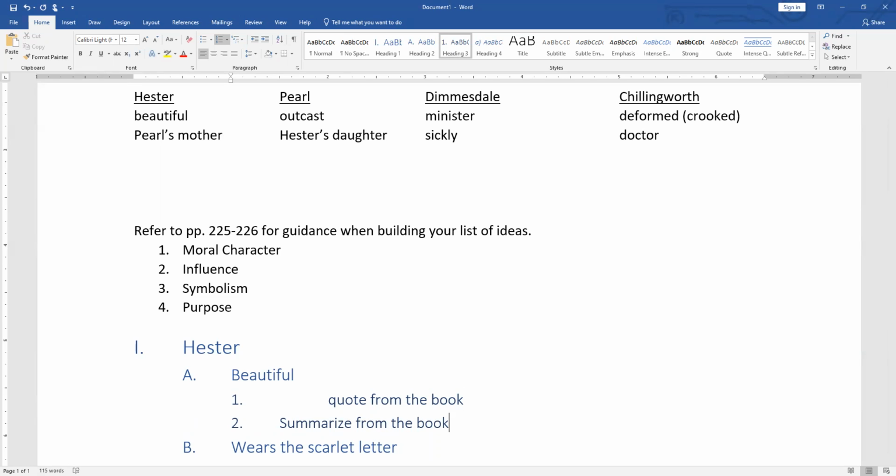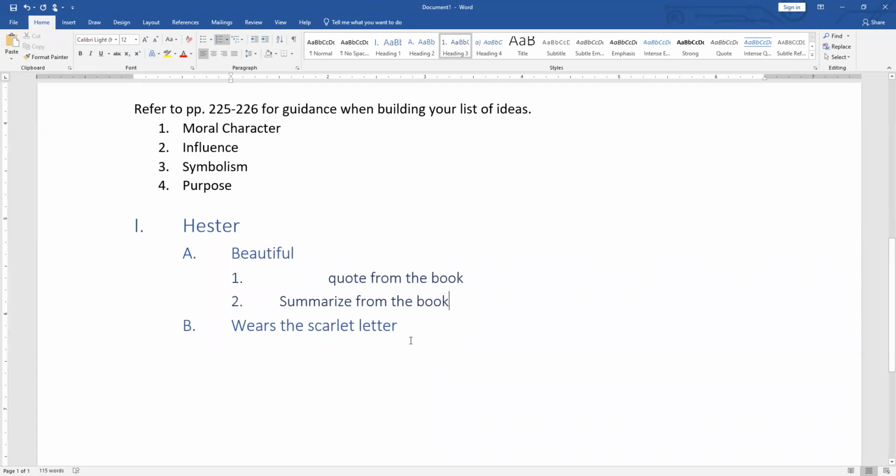So, for example, another way you could word this: if you have that she wears the Scarlet Letter, obviously that's a pretty big, obvious point for her, so you'd want to include that. This is a symbol of her adultery, or you could say sin. It's just a symbol of her sin.